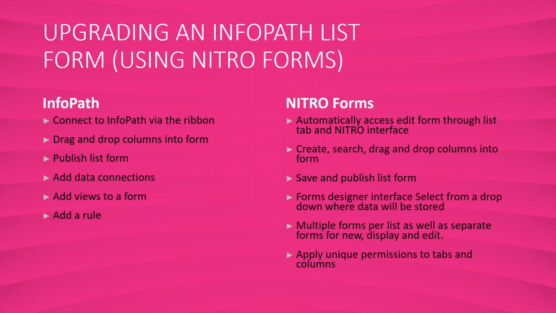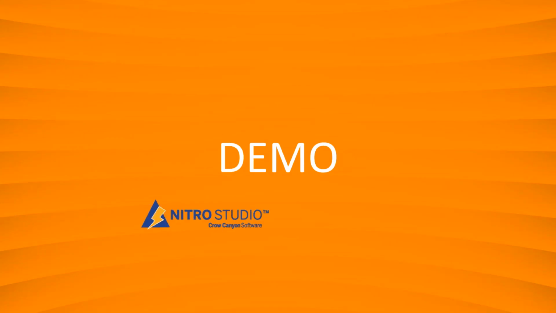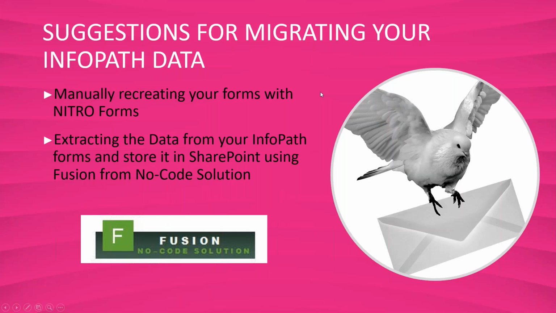Then I'm going to do a second demo, which will take into consideration things like the repeating tables. And so I'll show you how we do linked items and associated items inside of that demo. So I think with that, you'll see that we've replaced basically all of the InfoPath things that it could do. And then we'll come back and talk a little bit more. So let's go ahead and do a demo of Nitro Studio. Give me a second here to switch over.